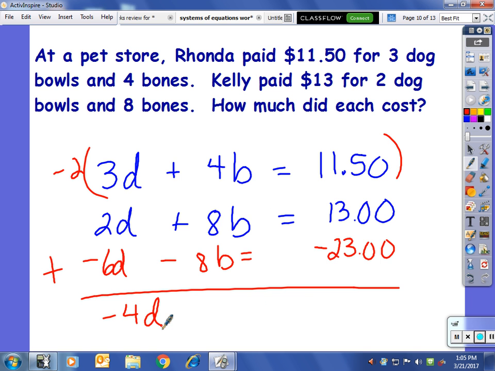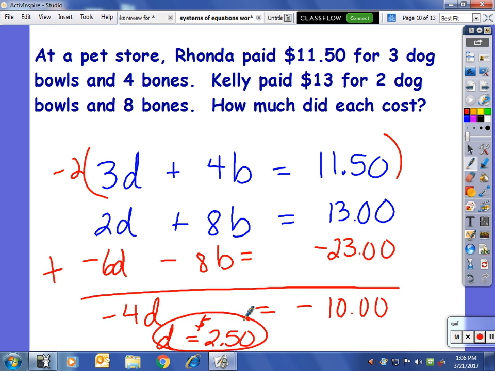I'd have -4D equals -23 plus 13, which is -10. And this is the one that's not a nice whole number. Use your calculator. What's -10 divided by -4? So how much do the dog bowls cost then? $2.50. Each bowl is $2.50.